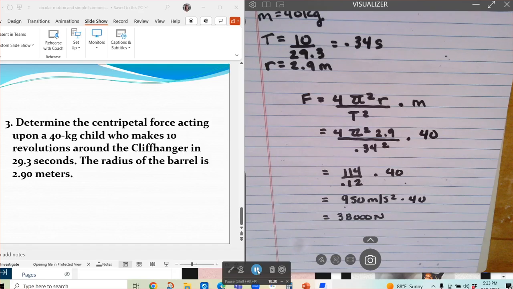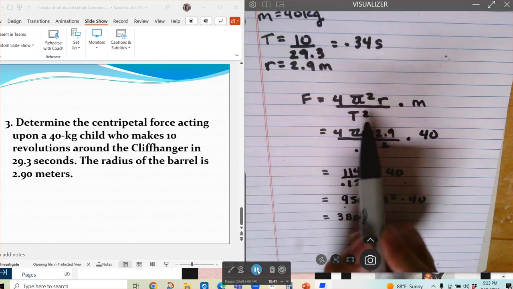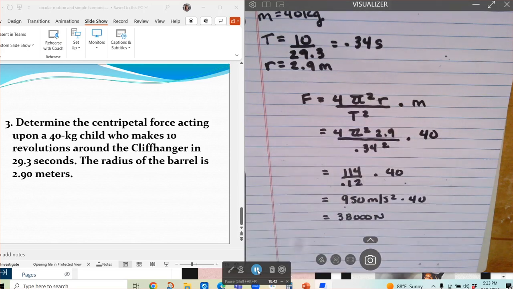See what you got. Now, your answer may be a little different. If you didn't round off in your calculator, you might have got like 38,100 if you didn't round off this 114, and that's perfectly fine. It's close enough. The 100 is not significant compared to the 38,000.